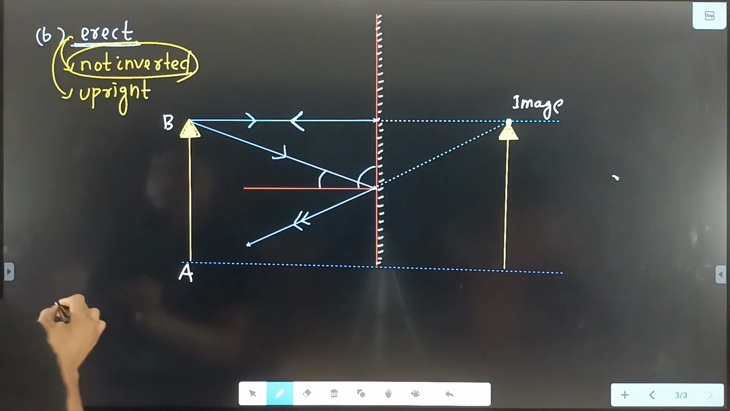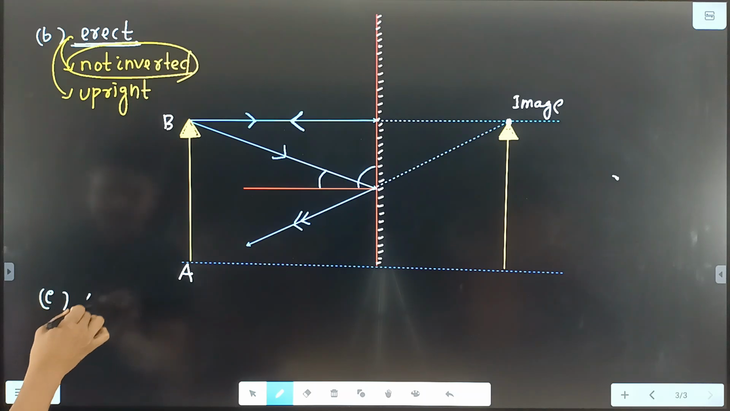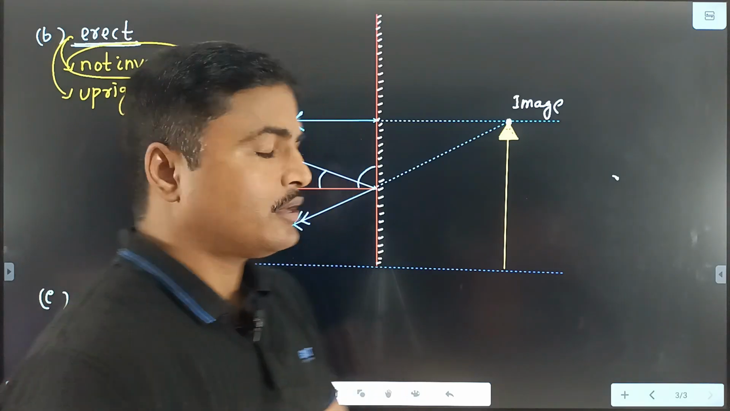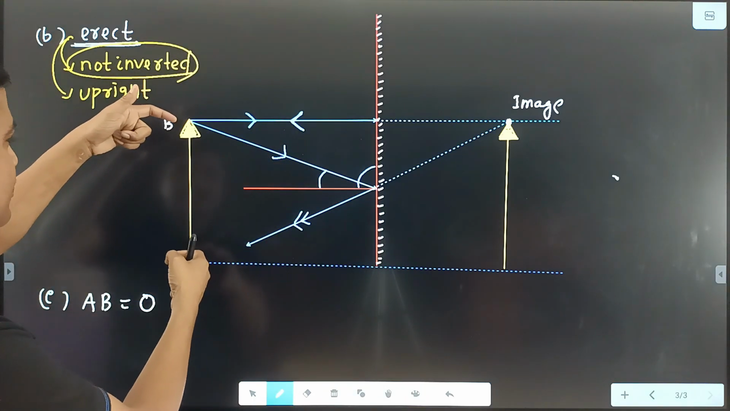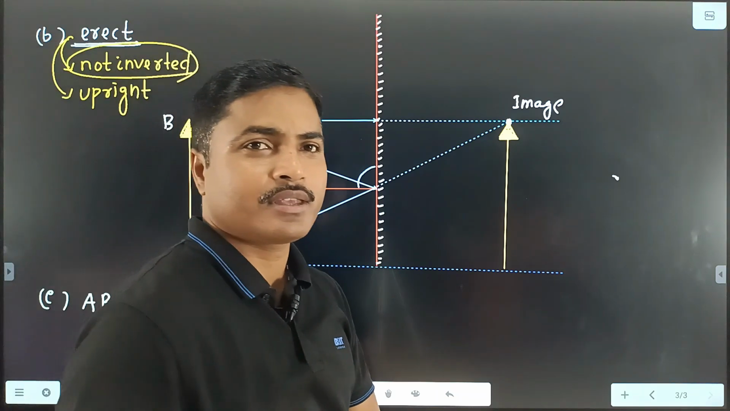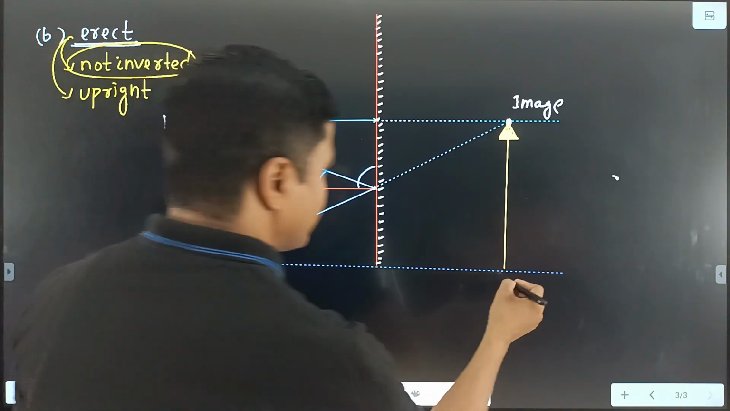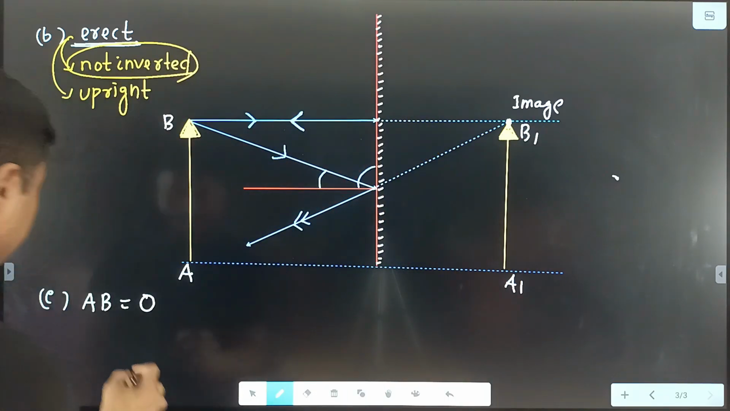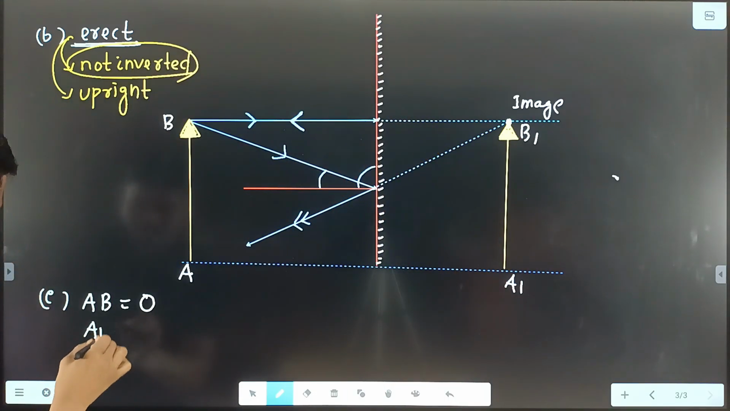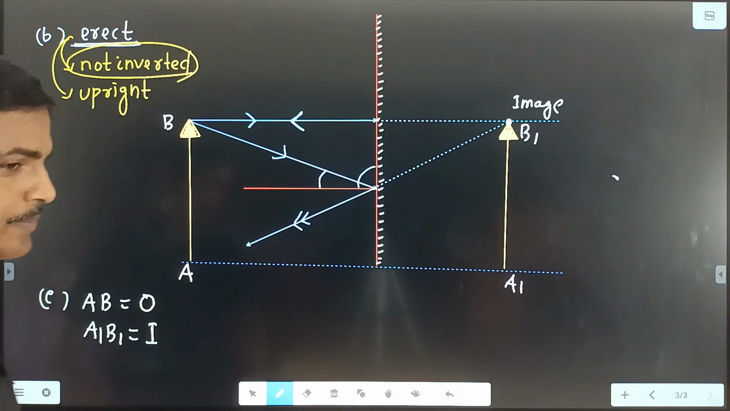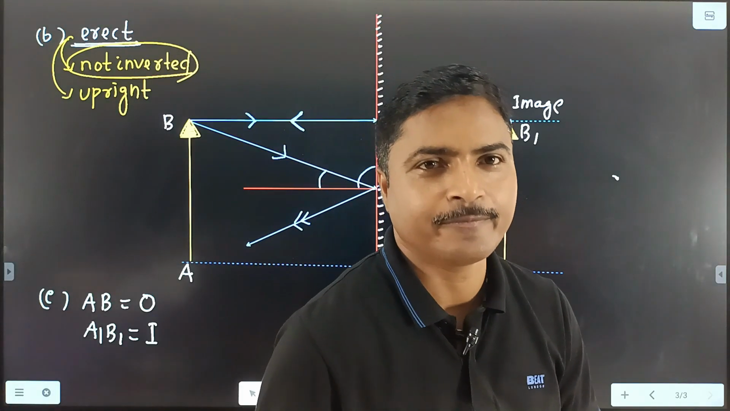Here AB, that is another property. Next property: AB is the height of the object. For the height of the object, we write O. A to B, this is the height of the object, or size of the object. That is, we write O for object. Similarly, for the image, we write A1 B1. That is the size of the image. For the size of the image we write I, capital I.